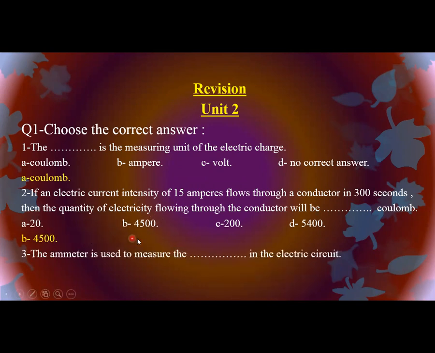Next question. The ammeter is used to measure what in the electric circuit? Potential difference, current intensity, resistance, or electromotive force. طبعا بالنسبة للpotential difference والelectromotive force by voltmeter. The resistance by ohmmeter. But the right answer for the ammeter is the current intensity.